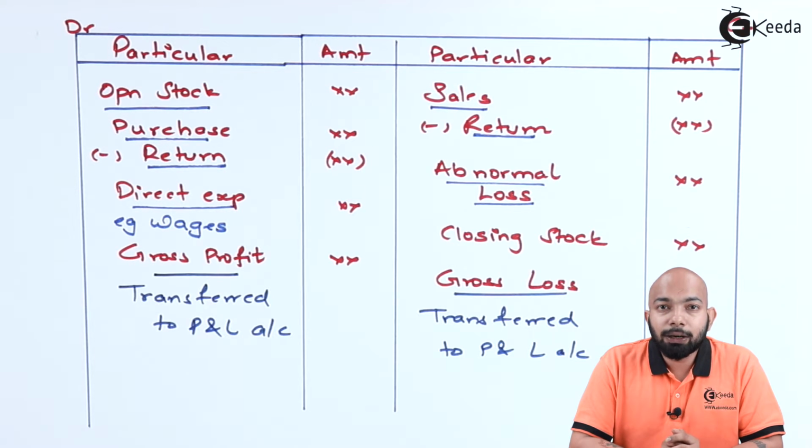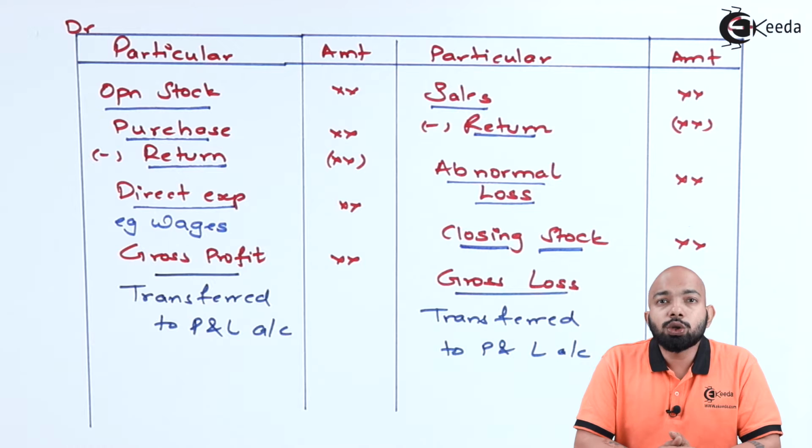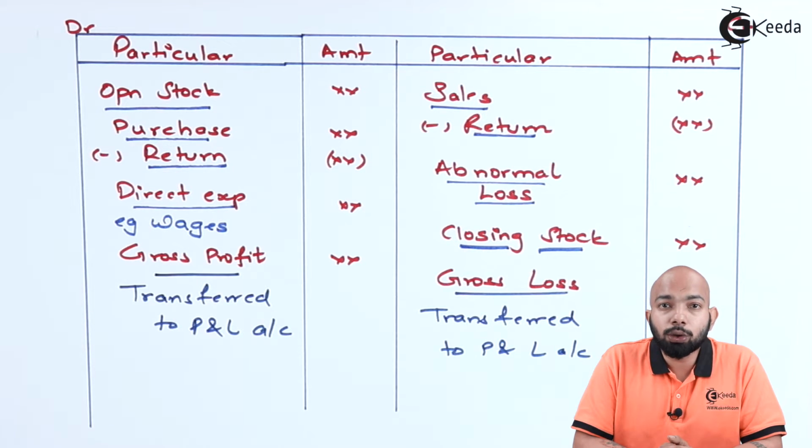Let's understand the next part which has been mentioned here after abnormal loss. The next part is closing stock. When we talk about closing stock, we talk about what closing stock is being mentioned here. In the adjustment, it will be mentioned whether it is at cost price or market value. So you have to take the lower price, cost price or market value, whichever is lower will be the amount of your closing stock.